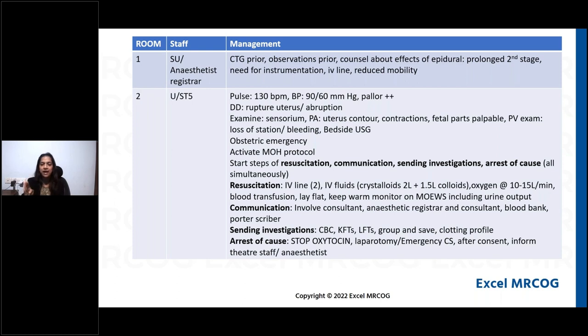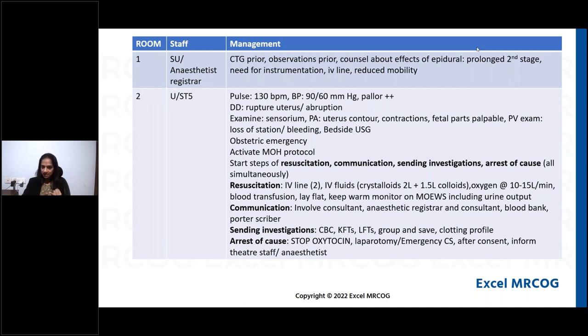So now when you have this differential in mind, how do you come to a particular definitive diagnosis? By examining the patient, right? So you have to imagine this. This is to be imagined, and what you would do in that situation in the labor ward is to be thought about. So first you would examine, you would check her general condition, that is the sensorium. You would check her per abdomen, and the thing that would differentiate a rupture from abruption is the feel of the abdomen. Okay, the uterine contour, whether there are contractions or absent contractions, whether fetal parts are palpable or not, that would tell you whether it is abruption or rupture. Per vaginal examination to be done, whether there is loss of station, whether there is bleeding, all these things have to be looked into. Bedside ultrasound can help you or contribute to your diagnosis as well.